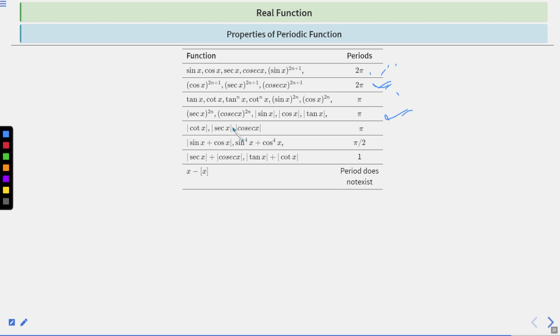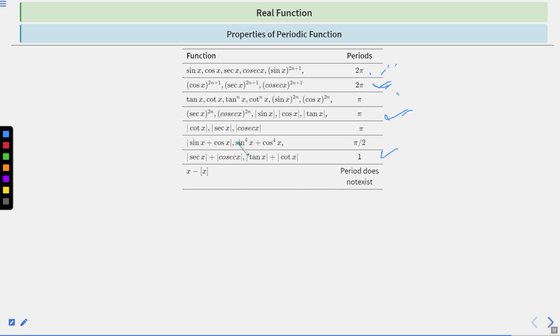Period of mod cot x, mod sec x, mod cosec x is basically 2 pi, right? You have to remember this. Also, the period of mod of sin x plus cos x, or sin to the power 4x plus cos to the power 4x is basically pi by 2. Period of mod sin x plus mod cos x or mod tan x plus mod cot x is 1.